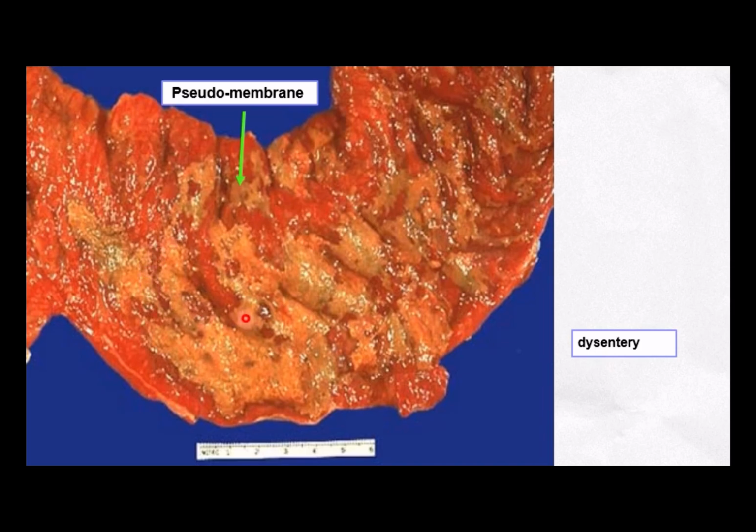This is a gross specimen of acute bacillary dysentery. The mucosa shows erythema, ulceration, and pseudomembrane formation. The pseudomembrane is uneven, dirty, gray, and somewhere has fallen off locally.